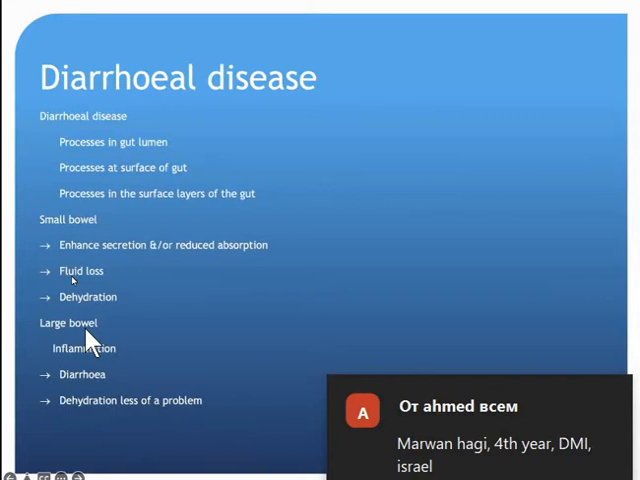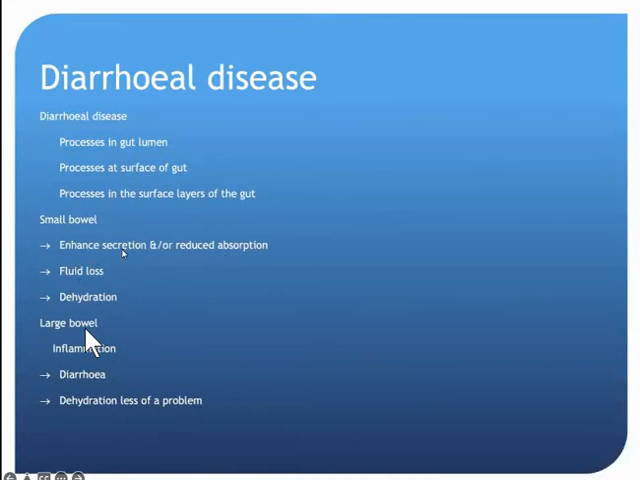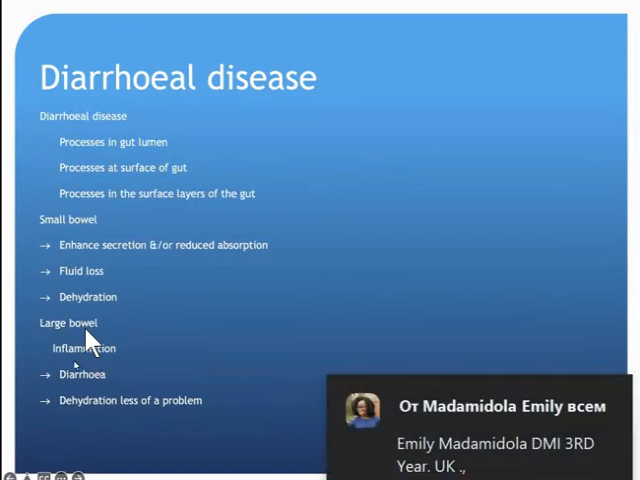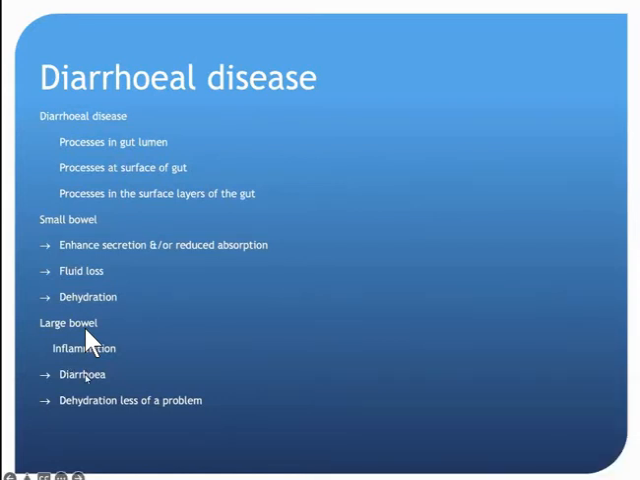So you have fluid loss. And you have fluid loss both because you're not absorbing and because you might be secreting into the gut and increasing the fluid volume. And that causes dehydration. In the large bowel, however, you have an inflammatory process. So you have diarrhea, but you also have an inflammation on the surface of the large bowel, which is what causes the mucus and the blood. And therefore, because the volume is less, you have less dehydration.